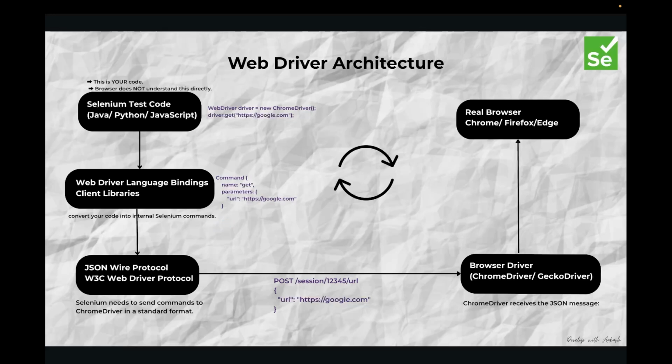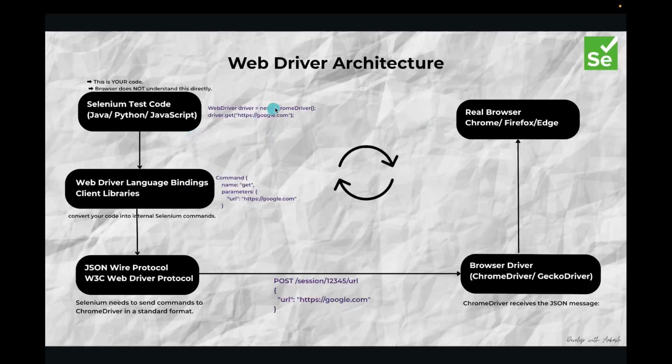Alright. Now you have to send this command to the browser. What was the ultimate goal? Our ultimate goal is to send this command, whatever we have written, WebDriver driver equal to new ChromeDriver, to the real browser, so that this real browser understands that I have to invoke a driver and I have to get this URL whatever the user has given. So for that we are doing all of these steps.